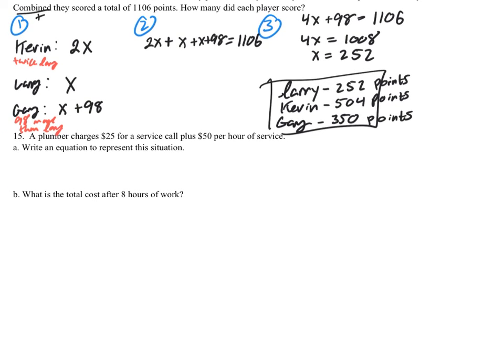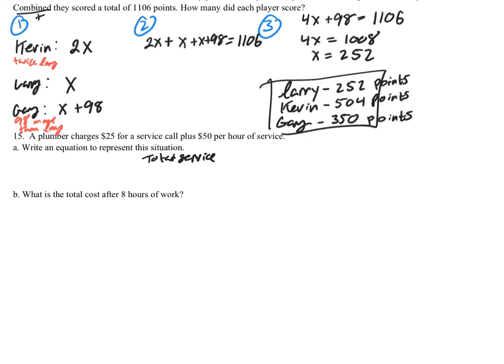Okay. A plumber charges $25 for a service call plus $50 per hour of service. Write an equation to represent this situation. So in this case, we're mostly looking for what the total service cost is, right? So we're going to be looking at total service and how to express that.